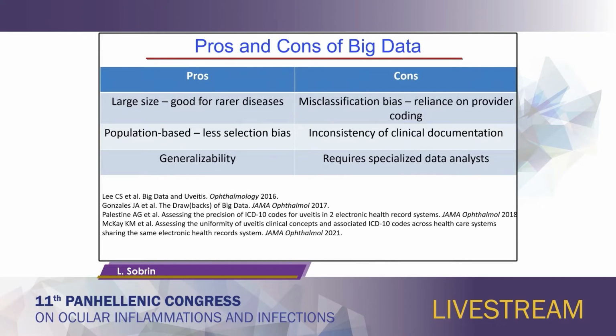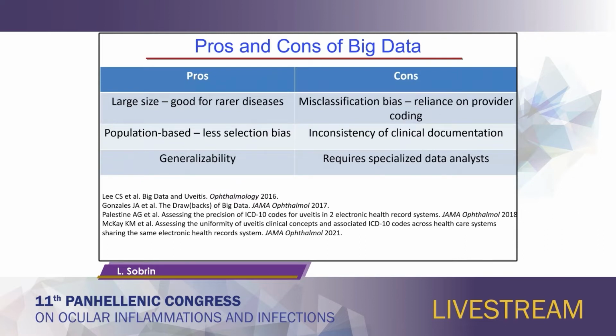There are several important cons to big data. One is misclassification bias. Determining whether or not a patient has a diagnosis really relies a lot on how the providers have coded the diagnosis. And if there's imprecision on the provider's part in coding the diagnosis, this can lead to misclassification of cases and controls. In databases where we're looking at things like visual acuity as an outcome, there's a lot of inconsistency in terms of clinical documentation, and that can make it difficult to pull data or have consistent measurement of an outcome across many patients. And on a practical level, these large data sets really require specialized data analysts who can manipulate this data effectively.